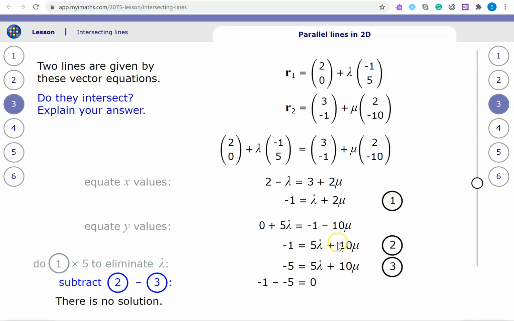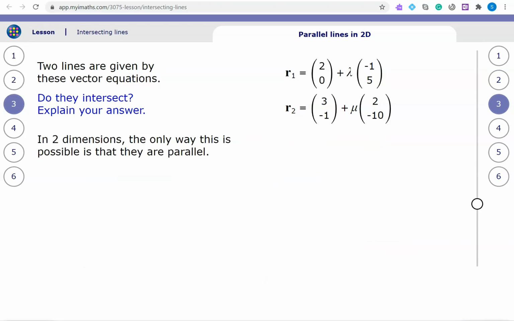We're going to come up with a situation where the right-hand sides of the 2 equations are identical, so I end up with 0. And the left-hand sides are not, so I end up with a number. And this means there's no solution. And if there's no solution to this, well, it means that they do not intersect.